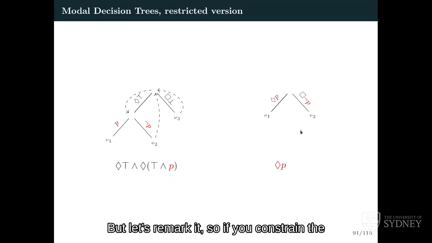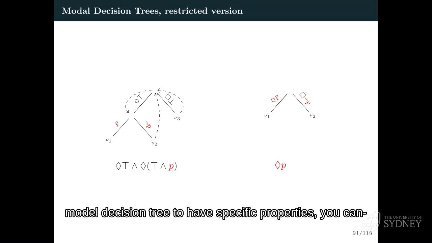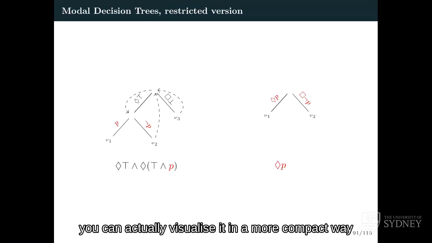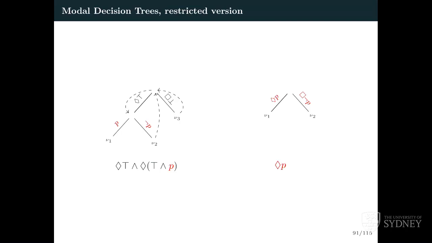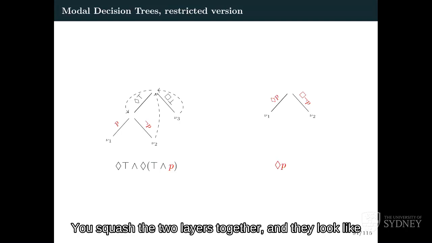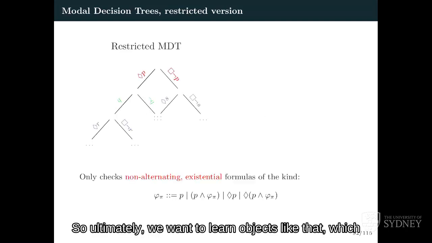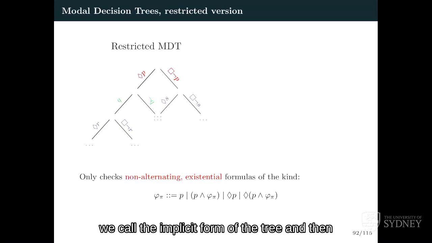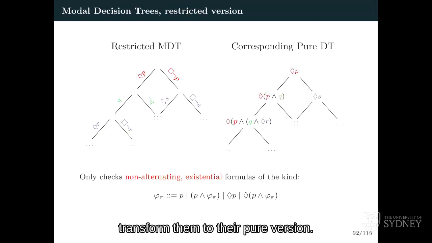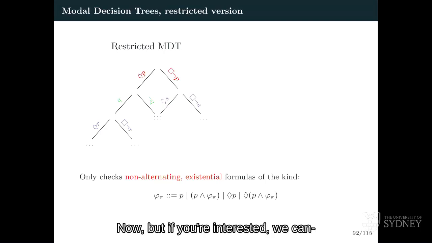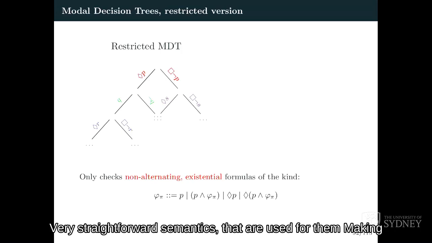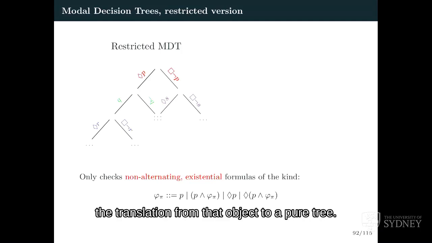So, if you constrain the decision tree model to have specific properties, you can actually visualize it in a more compact way, where wherever that pattern appears in the tree, you simply squash the two layers together, and they look like that. So ultimately, we want to learn objects like that, which we call the implicit form of the tree, and then transform them to their pure version. This tree has really simple semantics that I won't go into the detail here now, but if you're interested, we can talk about this later. Very straightforward semantics that are used for then making the translation from that object to a pure tree.